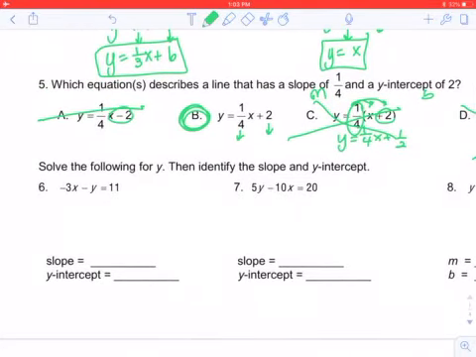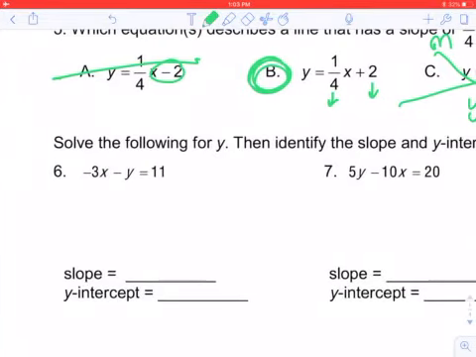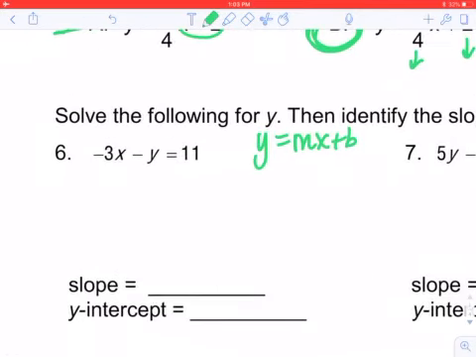Okay, so now what do you do if an equation is given to you like number 6? This one does not look like y equals mx plus b, because in fact it doesn't say y equals at all, right? So we need to move some things around here until we've got the y by itself so that we can see the slope and the y-intercept. This is why we teach you literal equations in Unit 1.